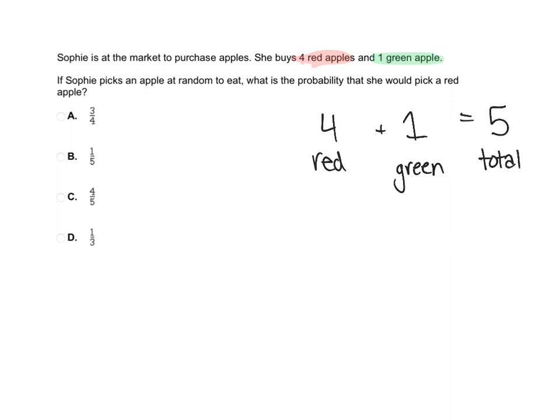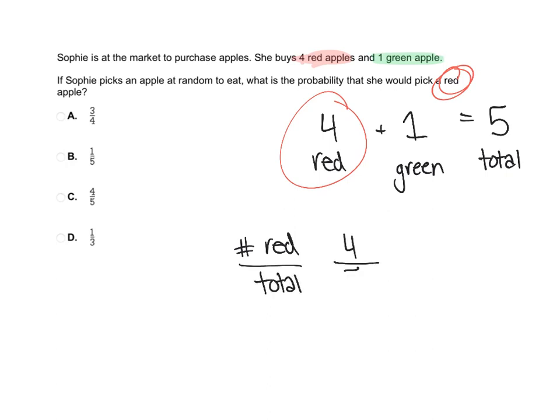And then it says, what's the probability she would pick a red apple? So we're looking for the red. There's 4 of them. So that would be the number of red over the total. Since there's 4 red over 5 total, that can't simplify any further. 4 out of 5. Bingo, bango, bongo.